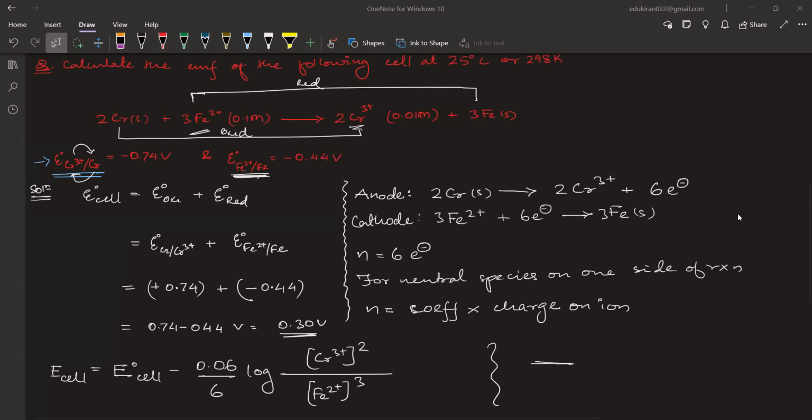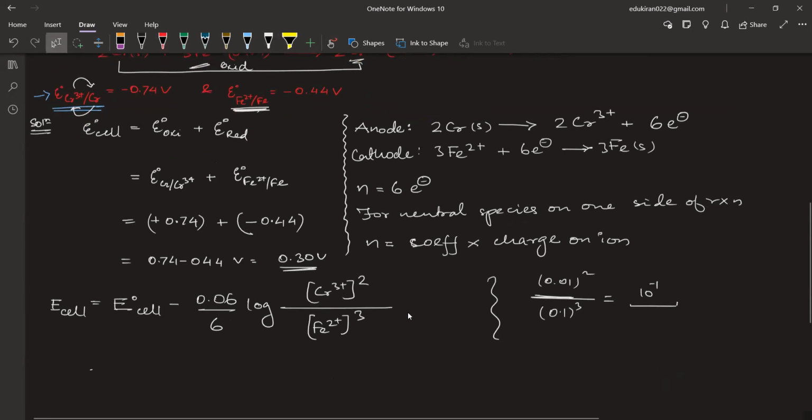So how much did you get for this one? This will be what? 0.01 square, 0.1 cube. कितना आया ये आप लोगों का बताइए. This is equal to how much? Sir, 10 raised to -1. Yeah, correct. 10 raised to -1.